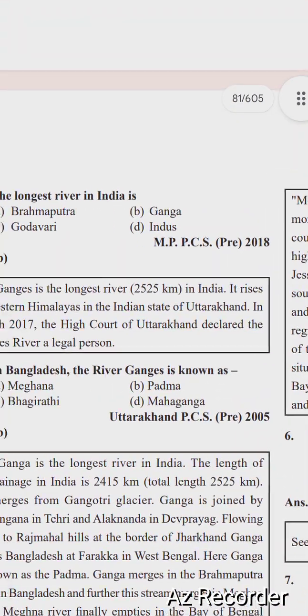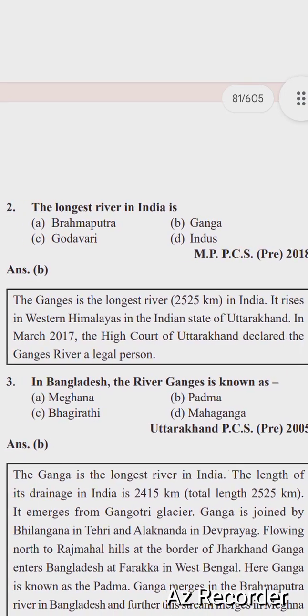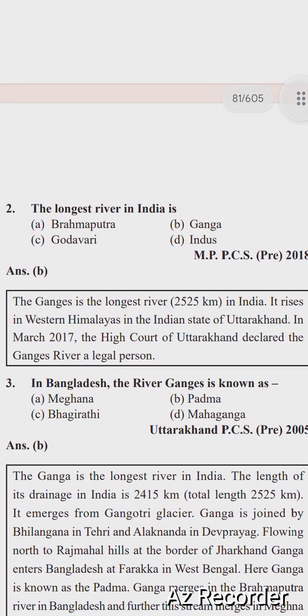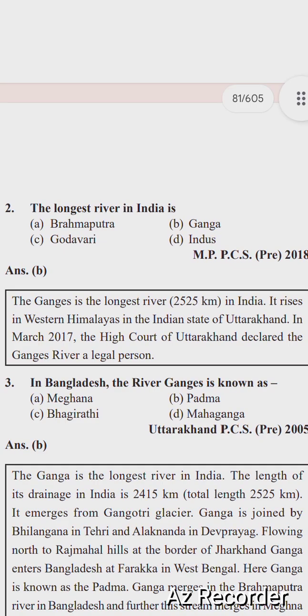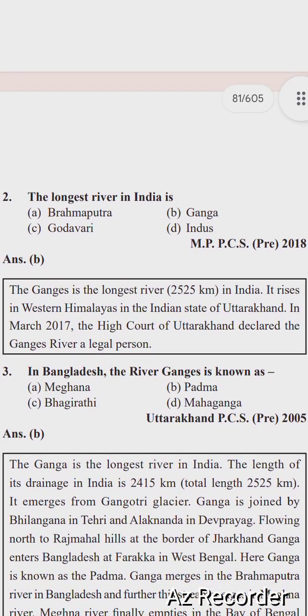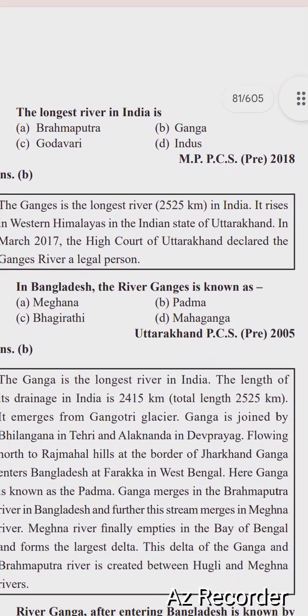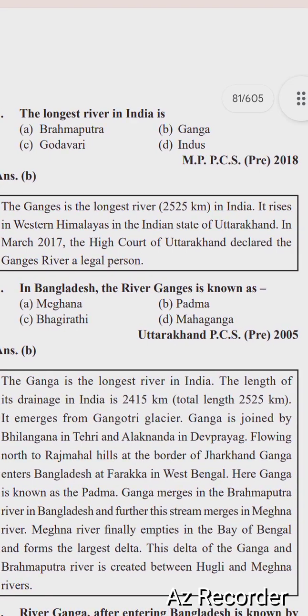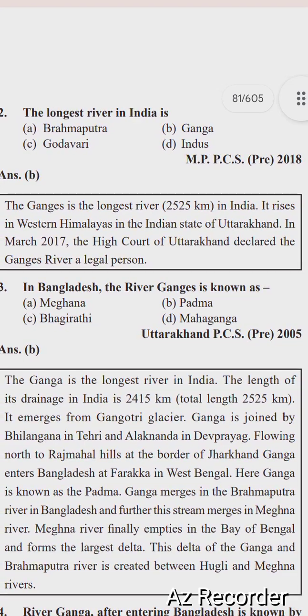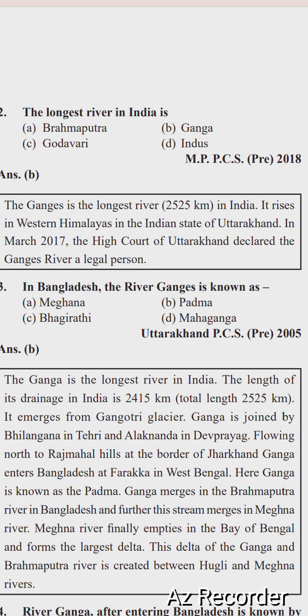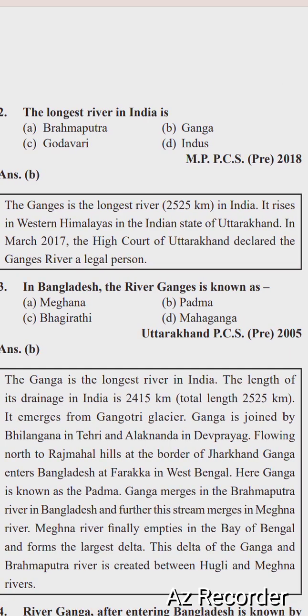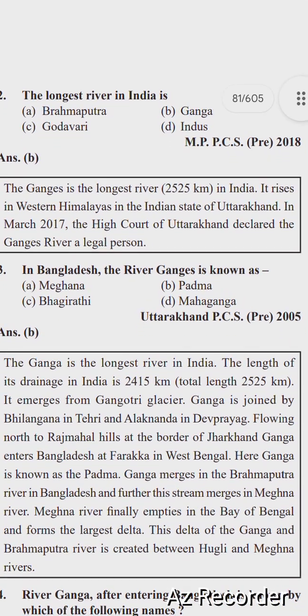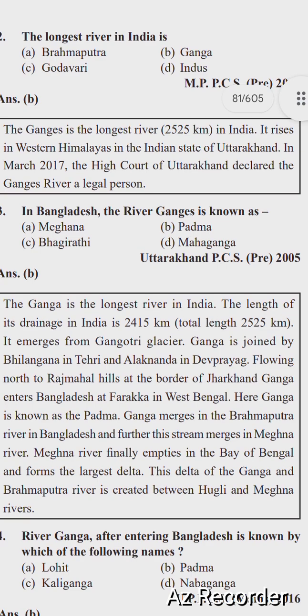Next, the longest river in India is: option A Brahmaputra, option B Ganga, option C Godavari, option D Indus. Right option is option B, Ganga. The Ganga is the longest river, 2,525 km, in India. It rises in the western Himalayas in the Indian state of Uttarakhand. In March 2017, the High Court of Uttarakhand declared the Ganga a legal person.